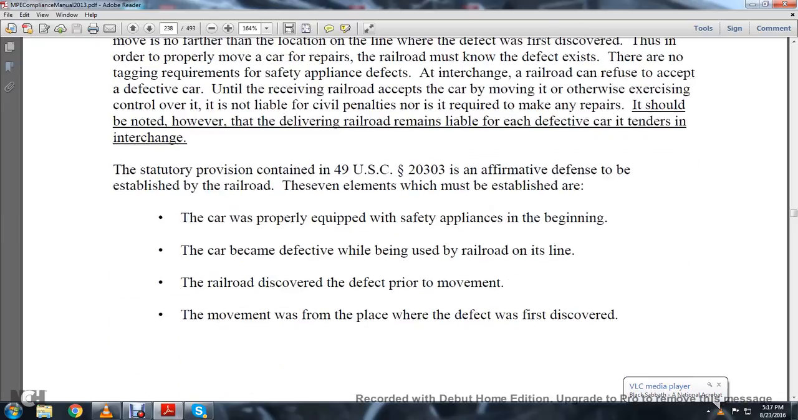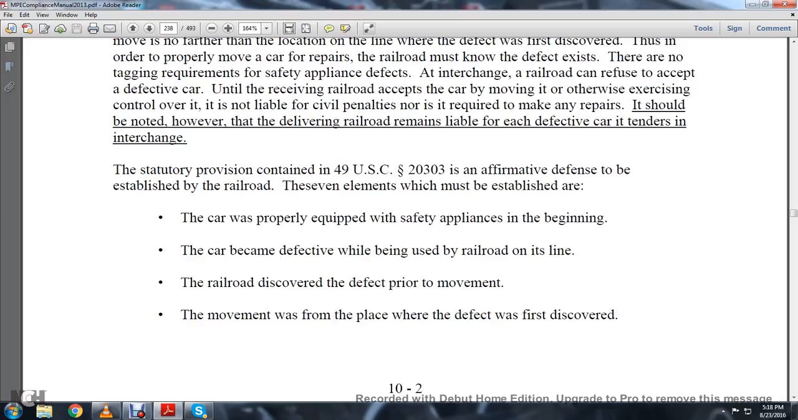Statutory provisions contained in Title 49 U.S. Code 20303 establish affirmative defenses for the railroad. The 7 elements which must be established are: the car was properly equipped with safety appliances in the beginning; the car became defective while being used by the railroad on its line; and the railroad discovered the defect prior to the movement.